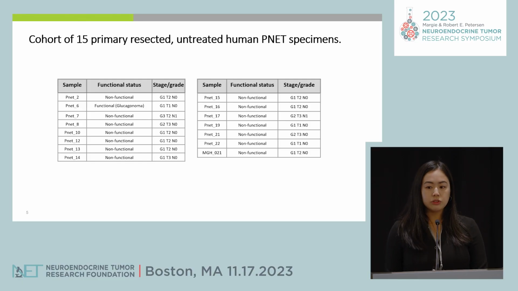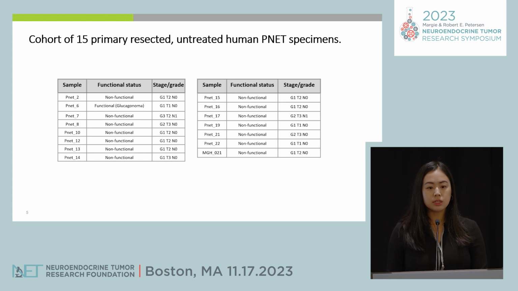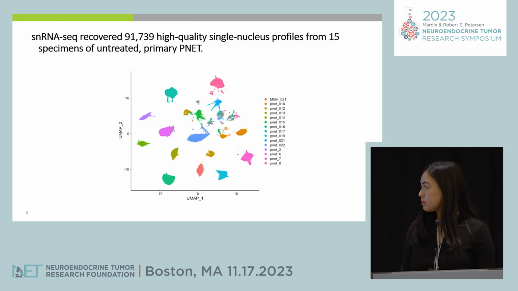So we applied single nucleus RNA sequencing to about 20 PNETs in our cohort, and after quality control, we ended up with a cohort of 15 primary resected, untreated PNET specimens. This is mostly non-functional PNETs and includes one glucagonoma, and they encompass a really diverse range of grades and stages. So we recovered 91,739 high-quality single nucleus profiles from these 15 specimens.